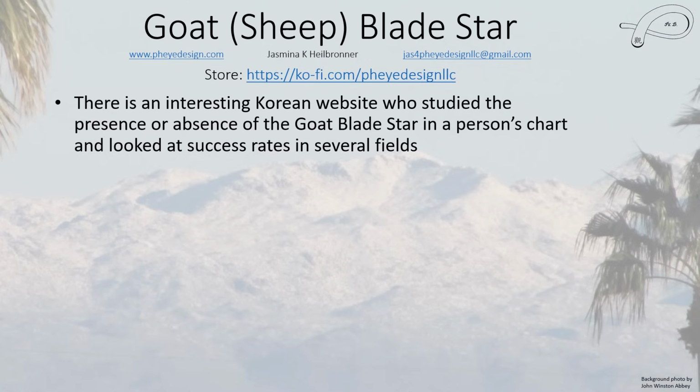Now, there is an interesting Korean website where the people there, or maybe they're quoting somebody else's research. Again, when you change from different languages to English, sometimes it's a little confusing, and I don't read a word of Korean. But they looked at the presence or absence of the goat blade in a person's chart, and the success rate in several fields. So this was quite interesting. They actually really did some research here, which I've always been looking for.